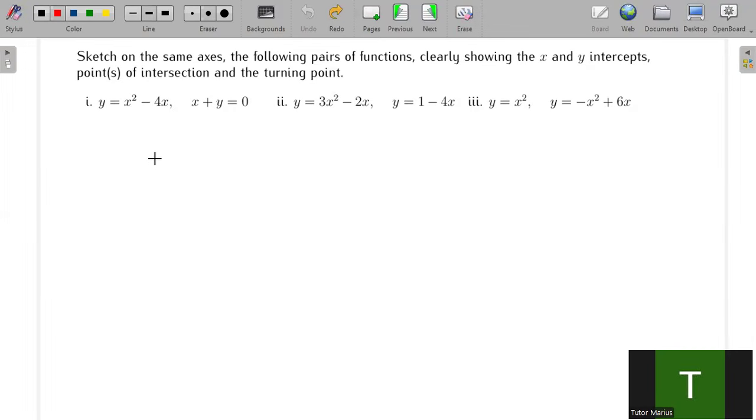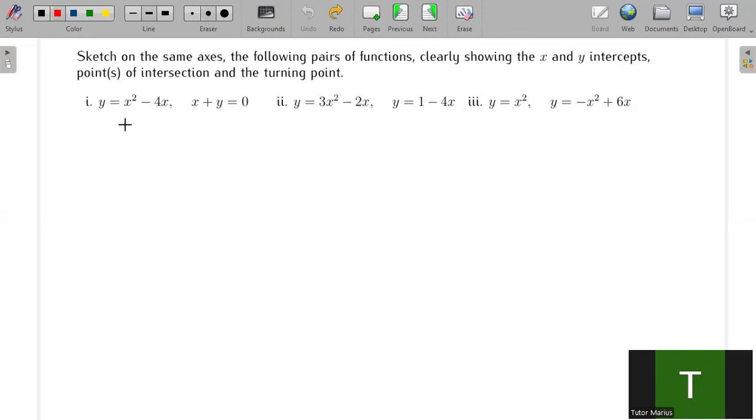Right, so welcome to this tutorial, and we're going to be looking at the following questions. The question reads: sketch on the same axis the following pairs of functions, clearly showing the x and the y-intercept, points of intersection and turning points.